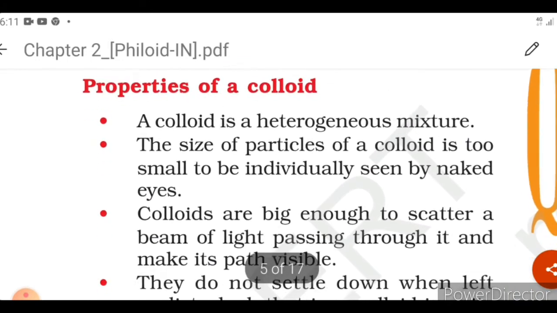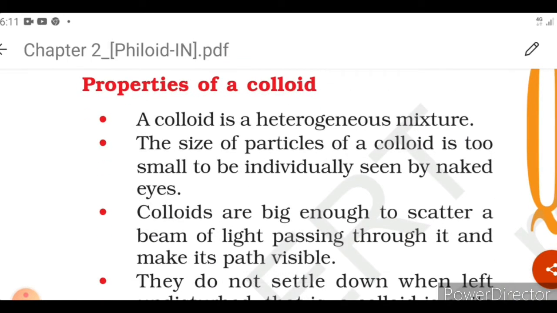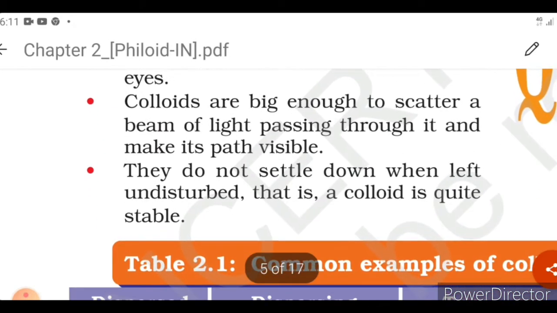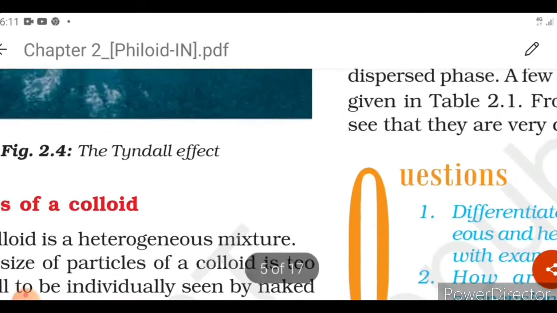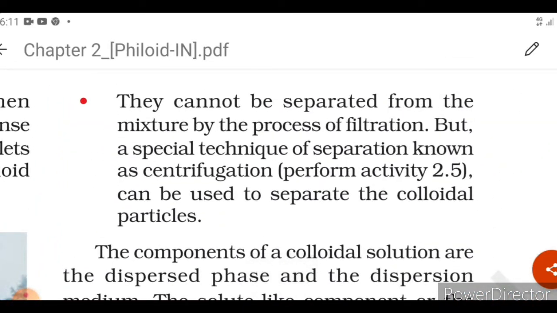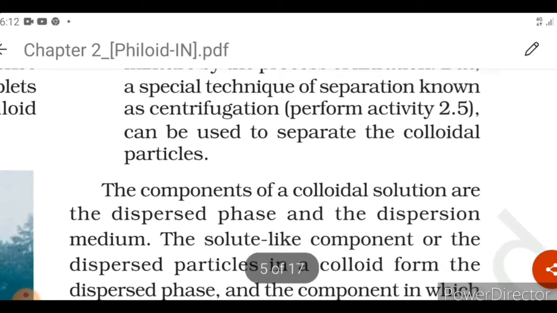Properties of a colloid. A colloid is a heterogeneous mixture. The size of particles of a colloid is too small to be individually seen by naked eyes. Colloids are big enough to scatter a beam of light passing through them and make its path visible. They do not settle down when left undisturbed, that is, a colloid is quite stable. Not unstable, stable. They cannot be separated from the mixture by filtration, but a special technique of separation known as centrifugation can be used.